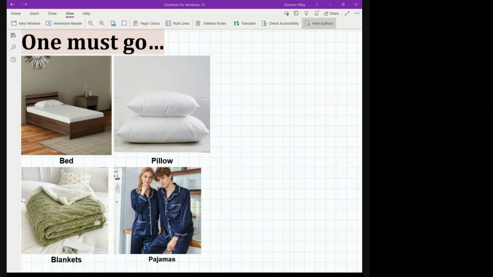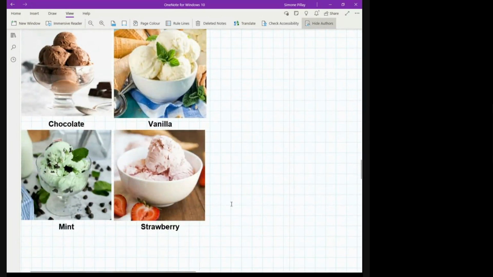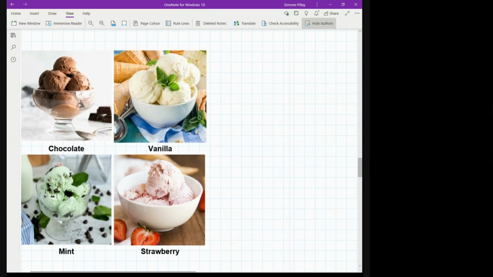Okay, I see you guys. You guys are the type to sleep in anything. But also, I think when you're at school, it doesn't matter. You get home, you're tired, you lay on the bed, you're sleeping in school uniform. I get it. Next, we have ice cream flavors: chocolate, vanilla, mint, strawberry. Itandile, yes.